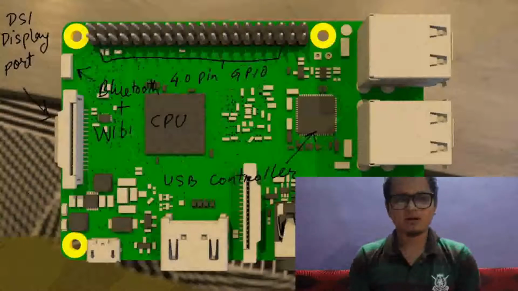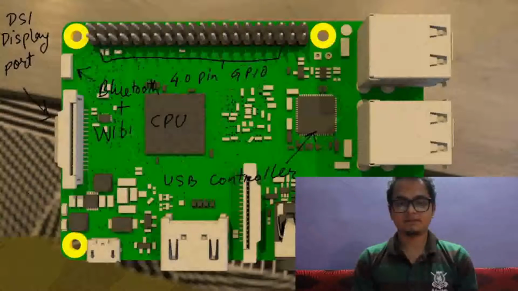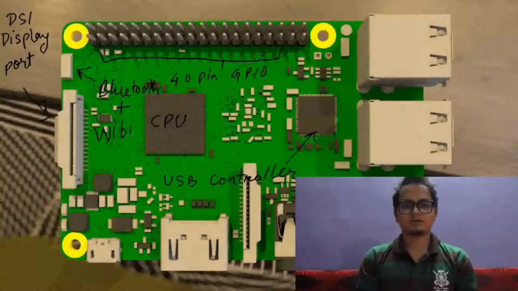The small chip that we can observe between the CPU and the USB ports is the USB controller chip that connects the USB ports to the processor. The component that makes the Raspberry Pi unique is the extended 40-pin GPIO, which is used as an input or output for a wide range of projects.